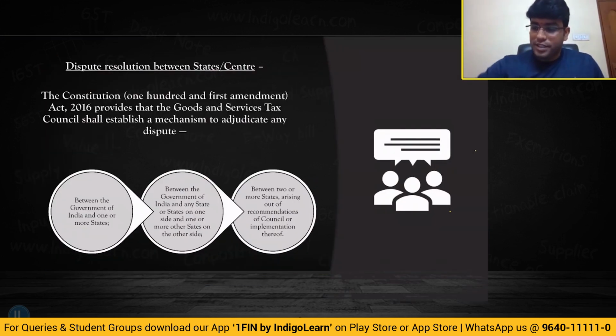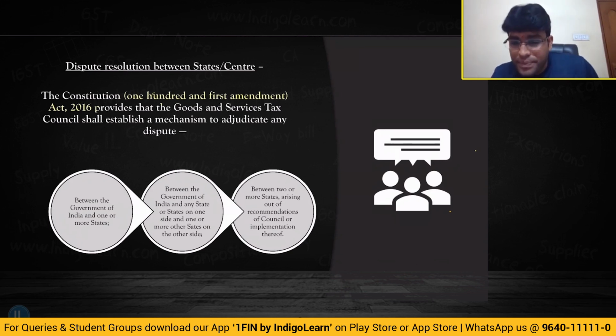Next. Dispute resolution. Already I told, Constitution 101 Amendment Act. Which year? 2016. 122nd is the Bill. Act is 101.